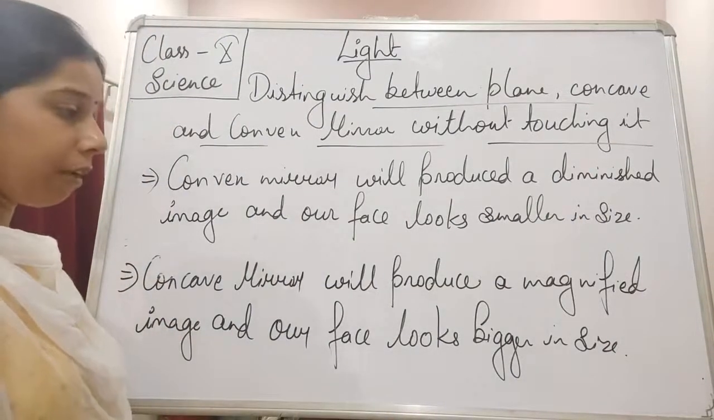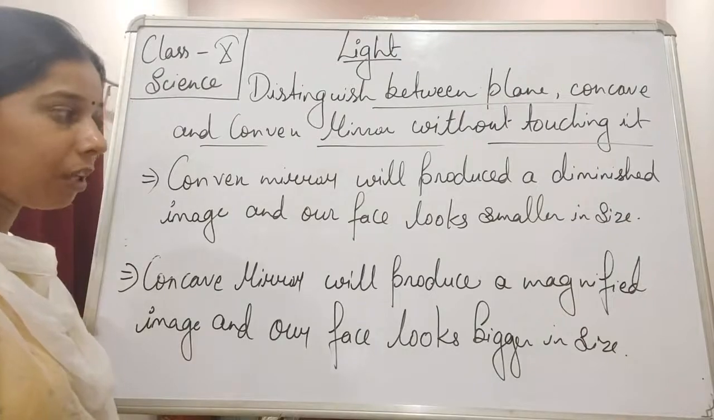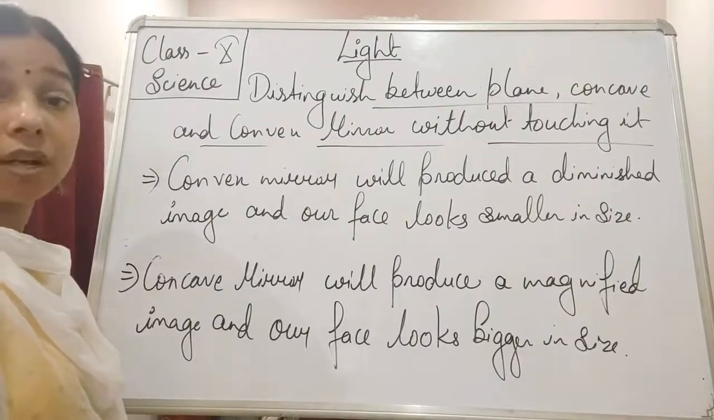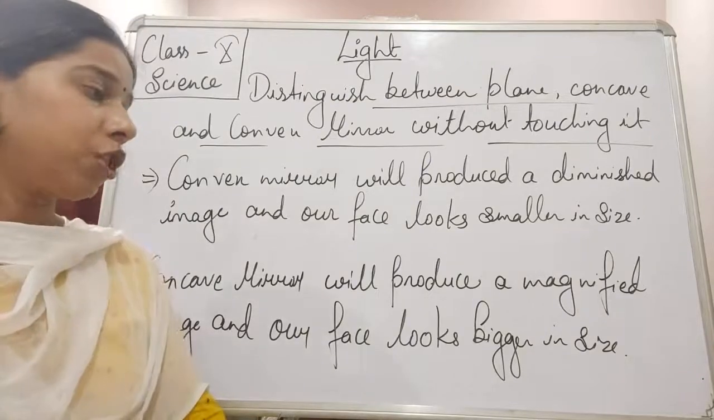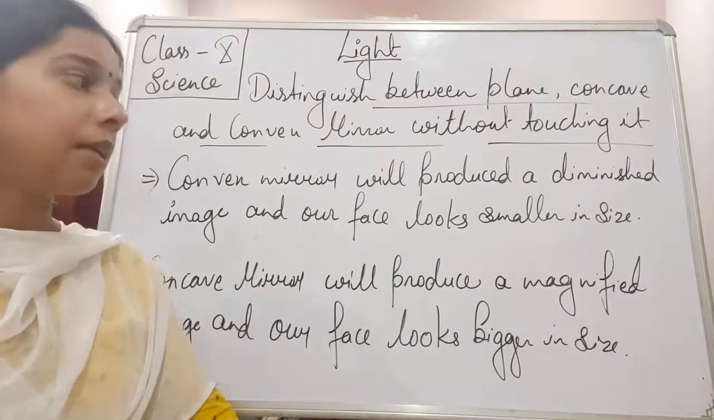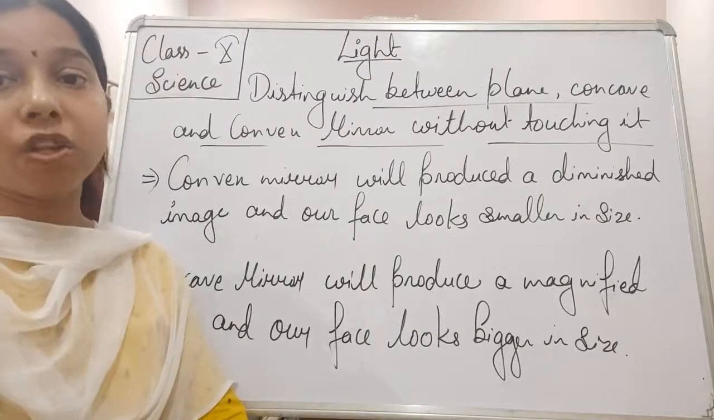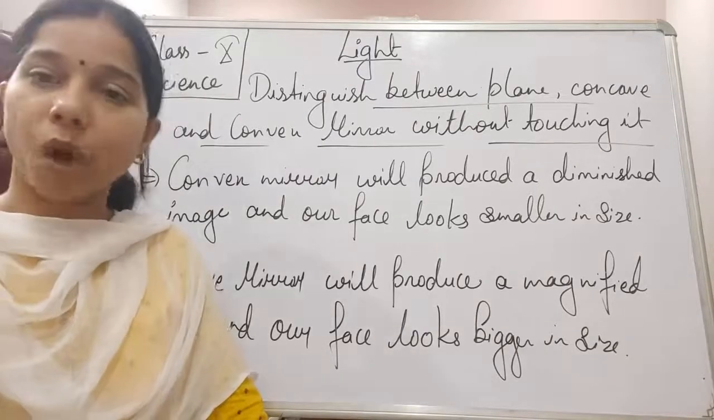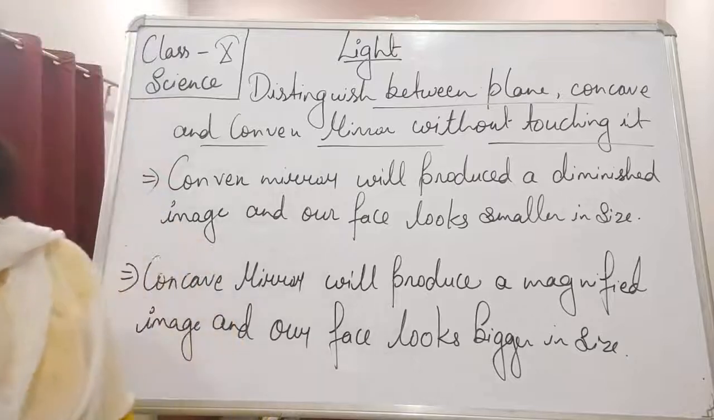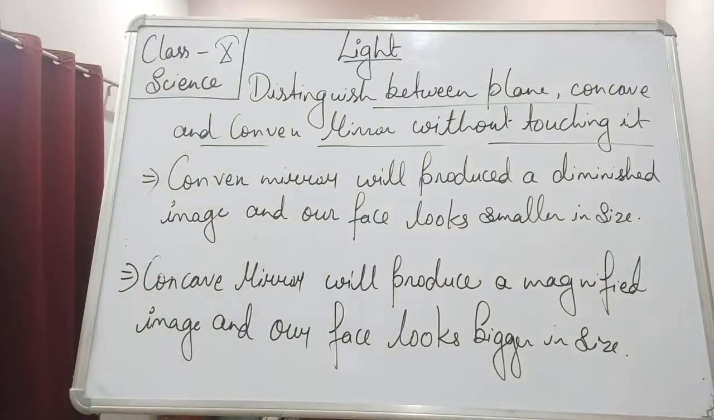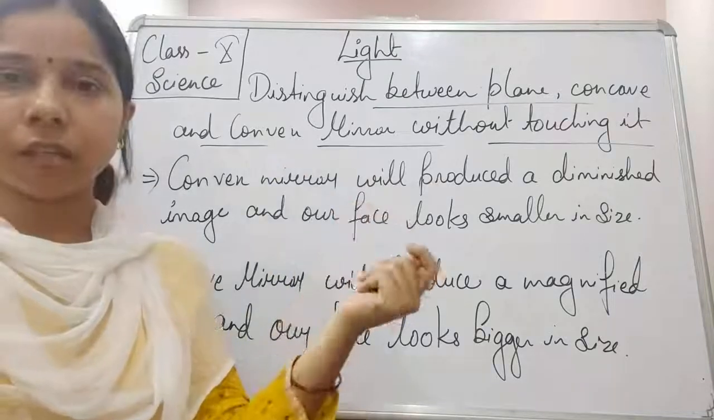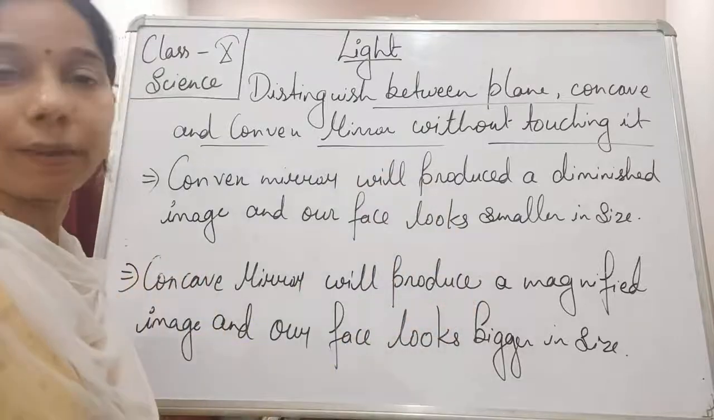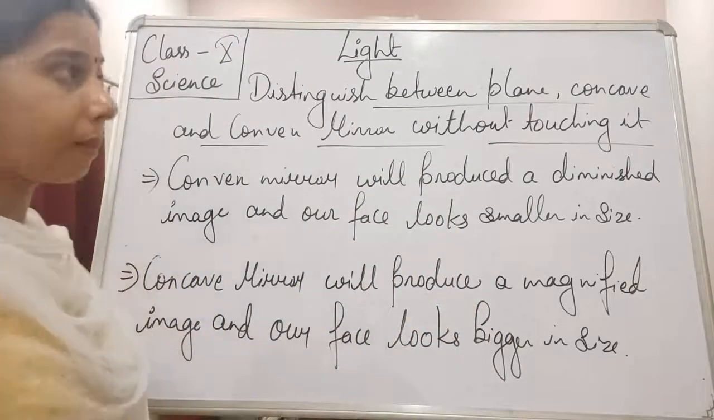So a concave mirror will produce a magnified image, a convex mirror will produce a diminished image, due to which in one the face looks bigger in size, in the second the face looks smaller in size. So by using these two methods, we are able to understand the difference between the plane mirror, concave and convex mirror: by touching it, and without touching, by seeing the kind of image formed by it.